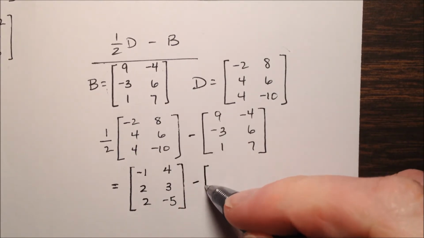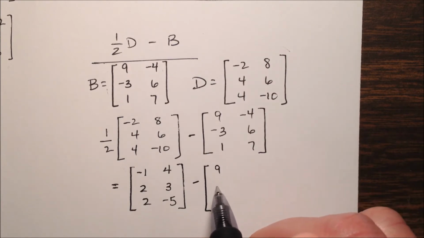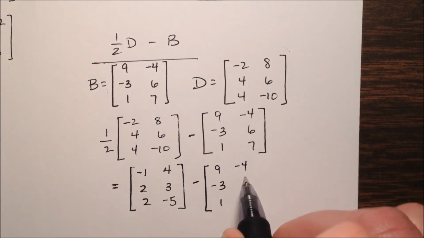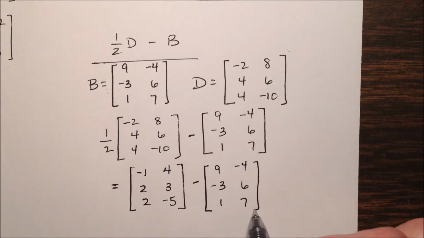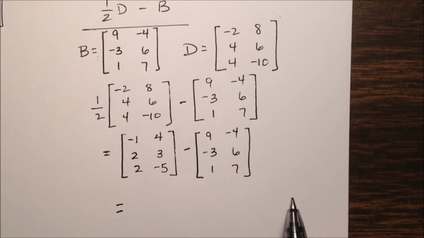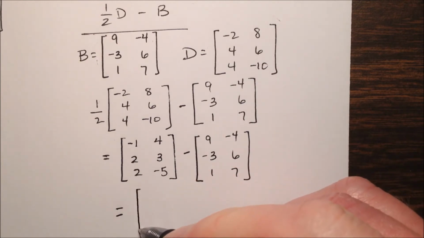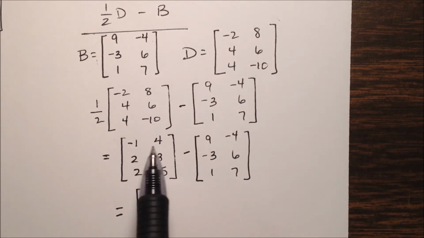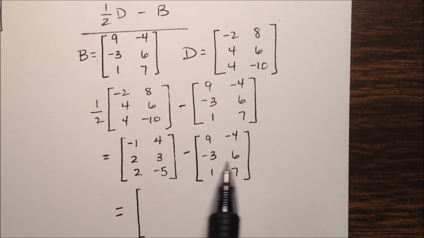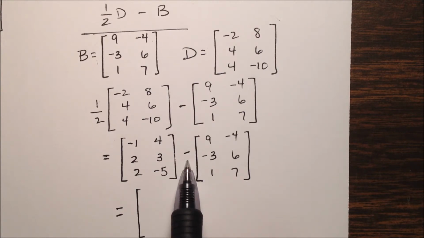And then from that I'm going to subtract my B matrix, which was these values. So they're both 3 by 2 matrices, so I'm going to subtract all the corresponding entries.